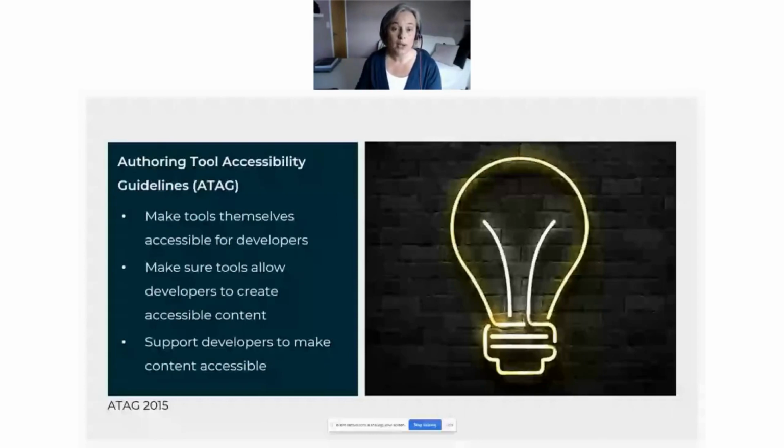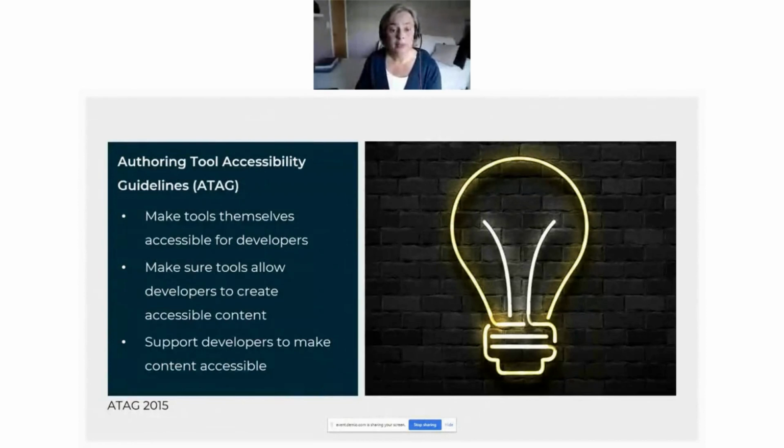And it's the same organization which is responsible for the Web Content Accessibility Guidelines, or we call them WCAG quite often for short. And the guidelines we're talking about for the authoring tools are known as the Authoring Tool Accessibility Guidelines, or ATAG, and they were first released in 2015. But unlike WCAG, these guidelines are not a legal obligation in any country. But ATAG does have a whole series of detailed recommendations that are really helpful.